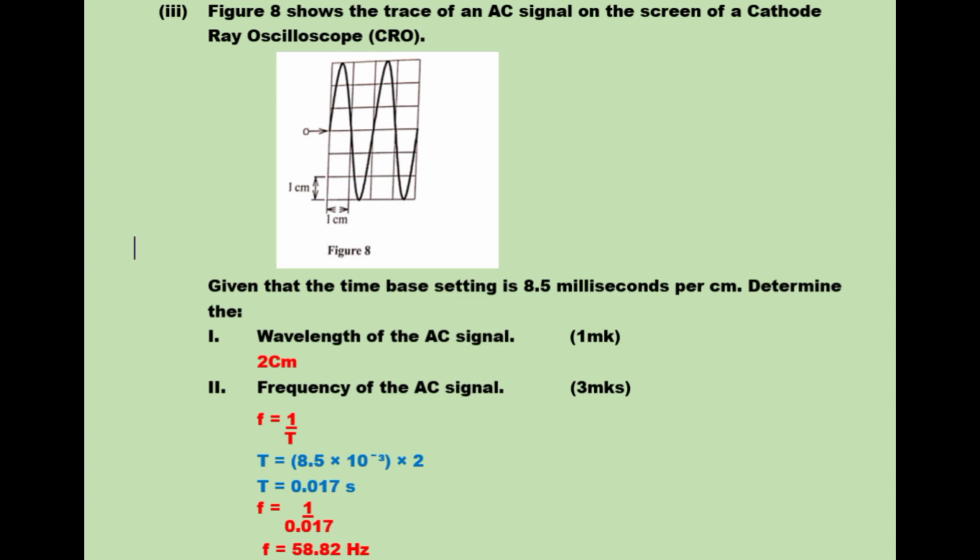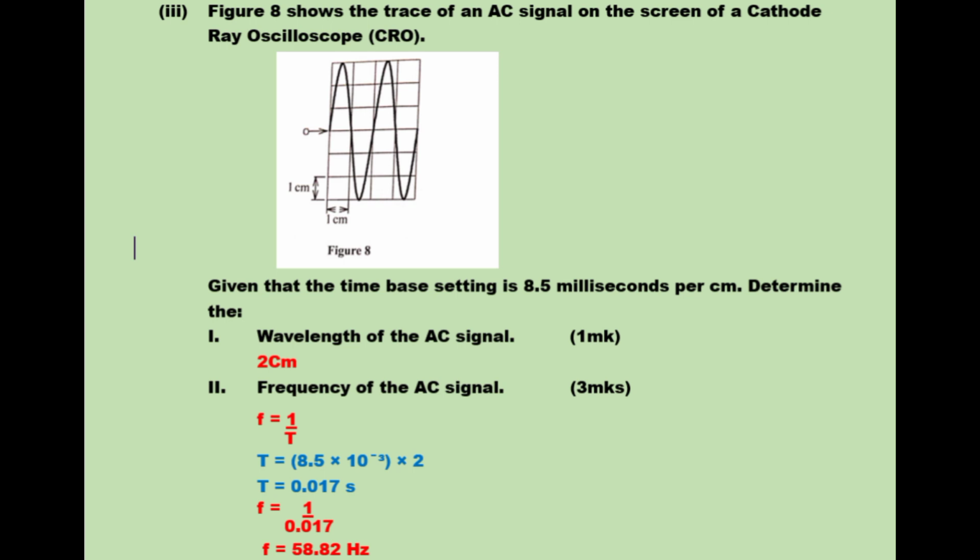Remember, frequency is given through the time-base setting, because time-base controls the X-plates, that means the horizontal. One wave has 2 squares on the horizontal, and the time-base, which controls the X-plates affecting the horizontal deflection, is set at 8.5 milliseconds per centimeter. Frequency is 1 over period, and the period is given by the 2 squares forming one wave times the time for 1 square, which is 8.5 milliseconds.